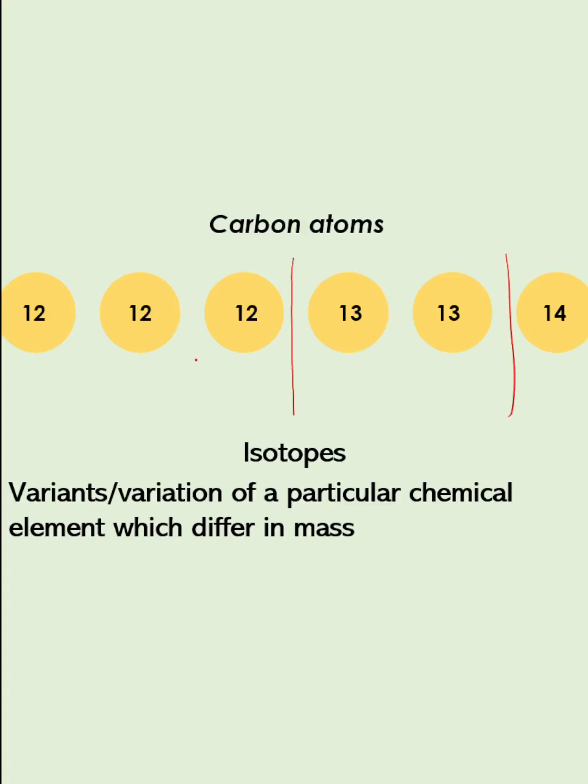So if we look at their composition, let's start with carbon 12. Over here we have 6 protons, 6 electrons, then we have 6 neutrons. Then for carbon 13, this is atomic number 6 and the mass of 13. From this, we can say it's composed of 6 protons, 6 electrons, then we have 7 neutrons.